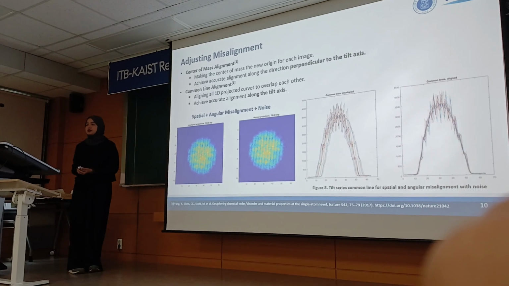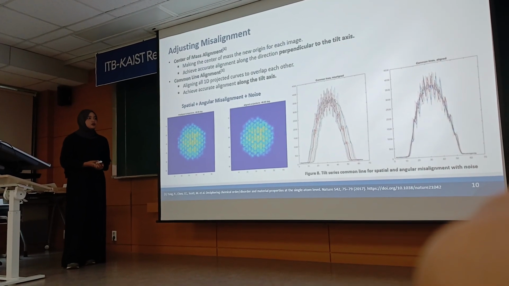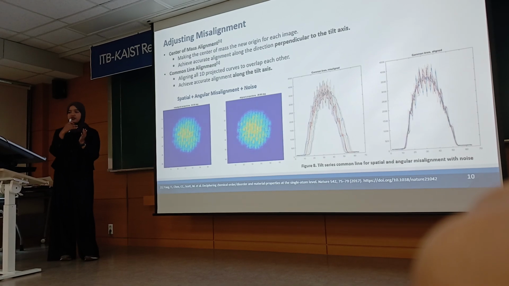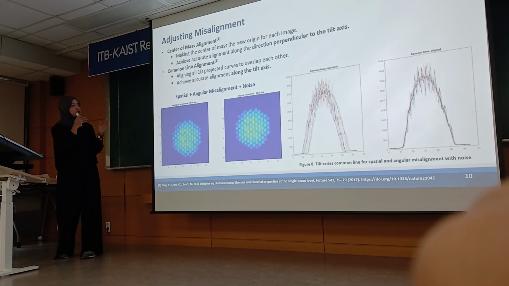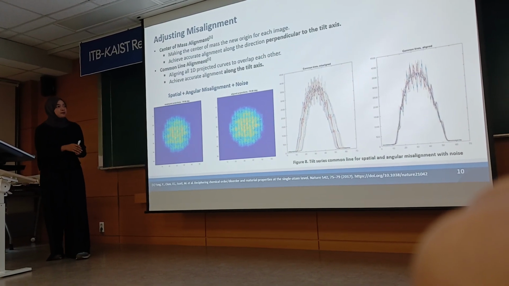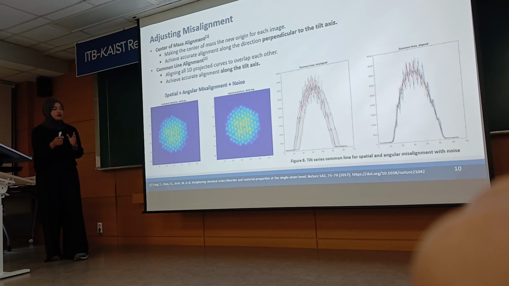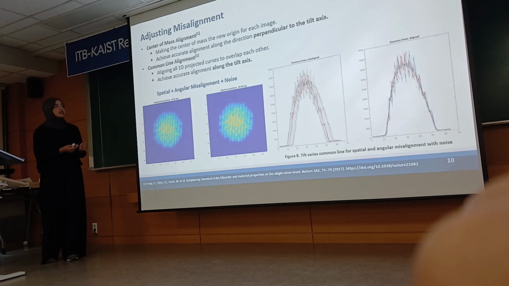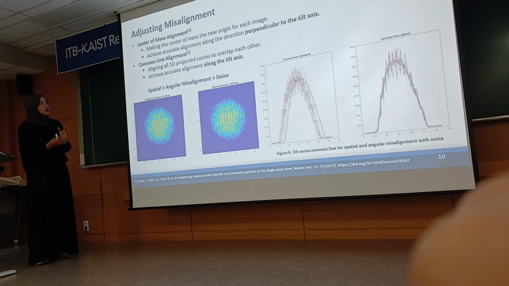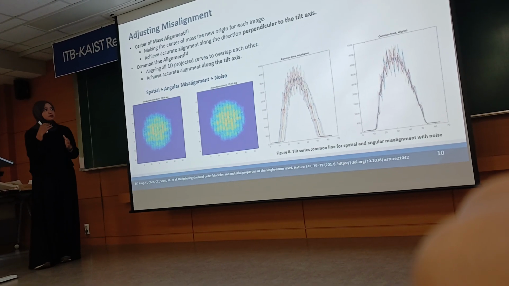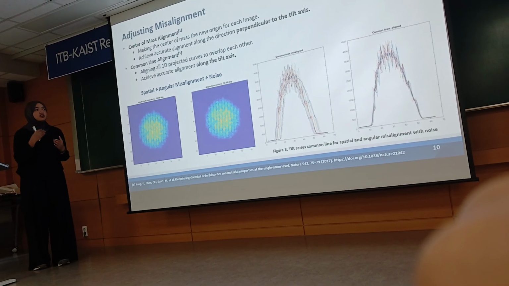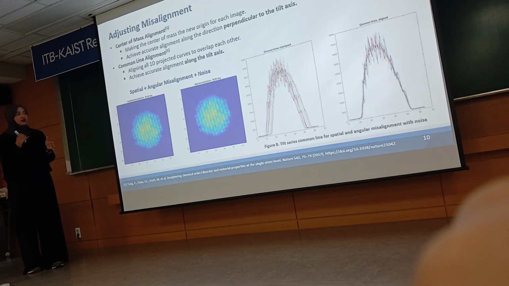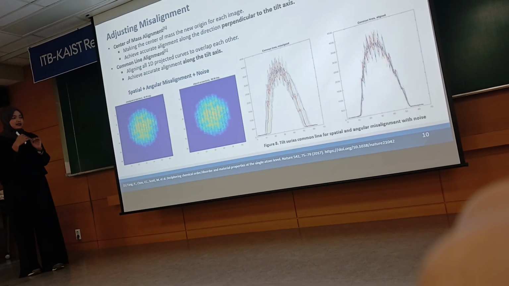What is a common line? In the 2D projections that we have obtained, if we project them onto one of the axes, we get 1D projected curves that overlap each other if the tilt series is tilting on the same axis. So basically, to obtain that, we align all those 1D projected curves to overlap each other, to achieve the alignment along the tilt axis, which is the x-axis.